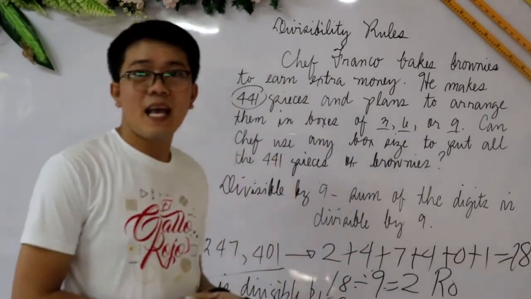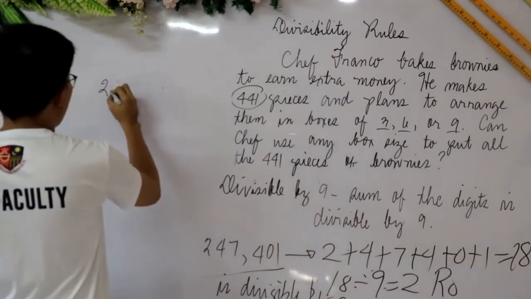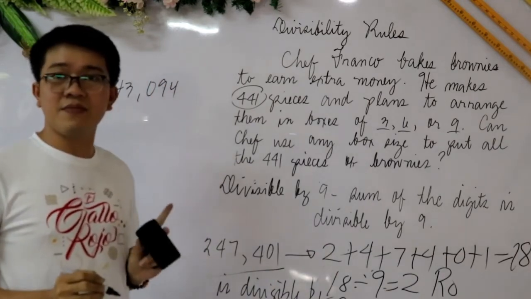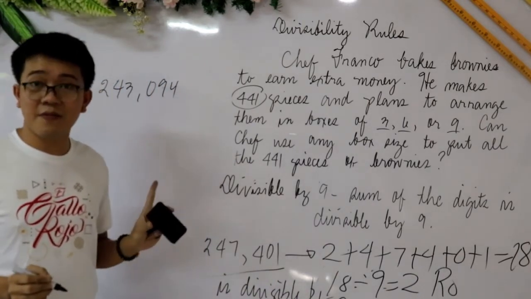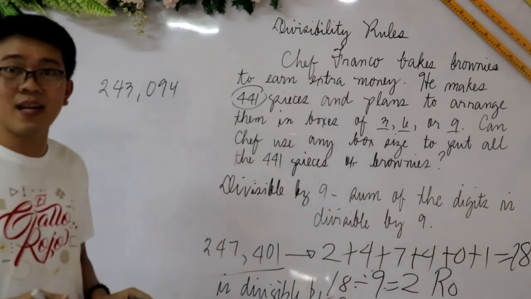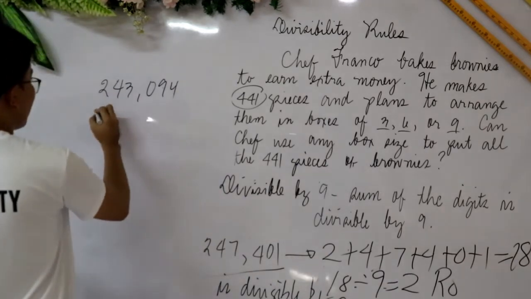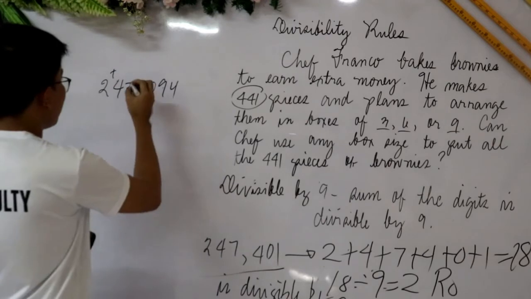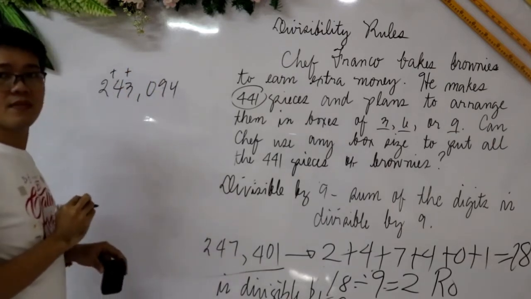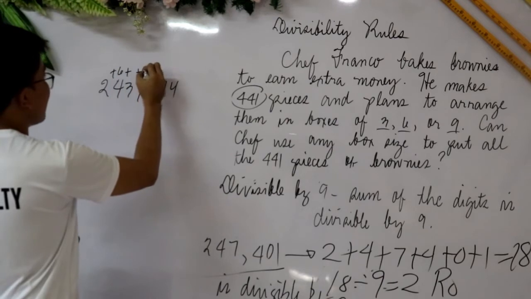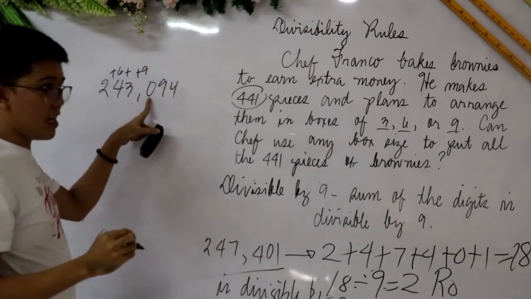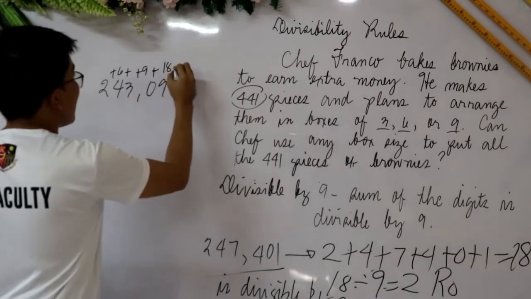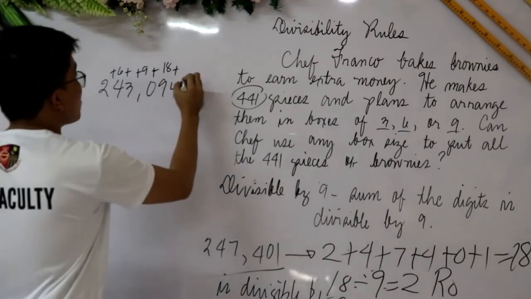Now, another example. I have here 243,094. Do you think this number here is divisible by 9? Let's try to check first by adding all the digits. Are you ready? Alright. What is 2 plus 4? It's 6. 6 plus 3. Yes, it's 9. 9 plus 0, the same answer, 9. 9 plus 9, it's 18. And 18 plus 4 is 22.